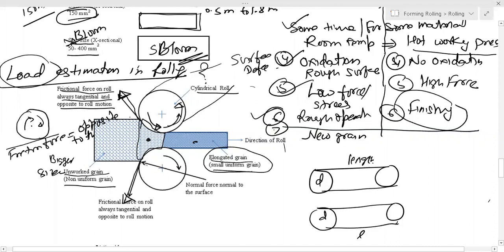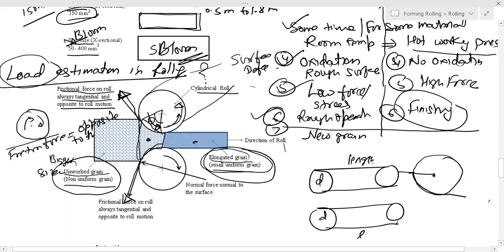In this picture I have tried to make you understand that first is the unworked grain, it gets elongated, and then this is your deformation zone, and this angle we call the bite angle. Theta is your bite angle. Bite angle is alpha.